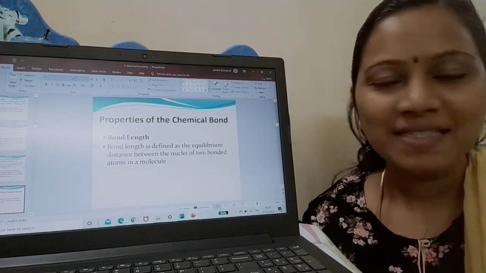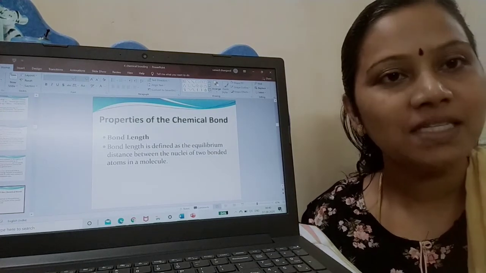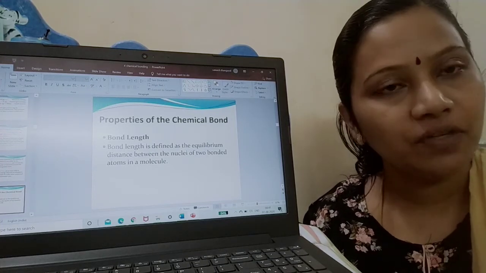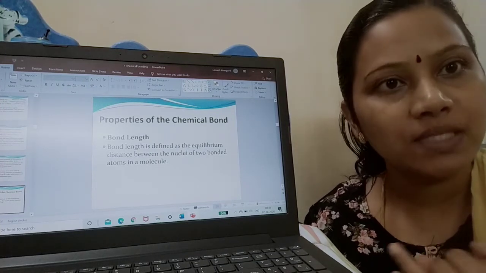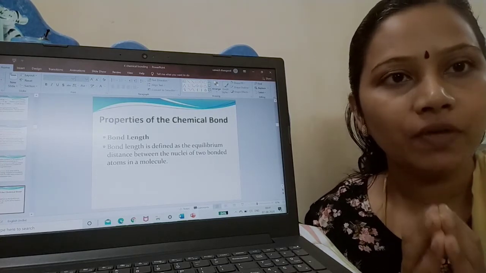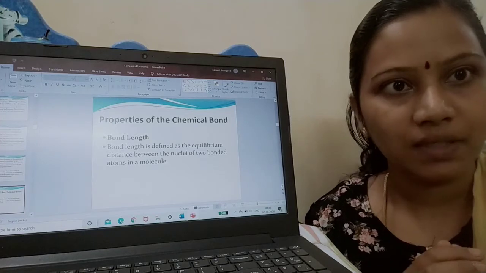Good morning, students. We are back to chapter 4, that is chemical bonding. Till now we have seen in this chapter what is the definition of a chemical bond, what is the Lewis approach, that is what is Lewis dot structure. It's the simplest way of representing the valence electron, that is Lewis dot structure.